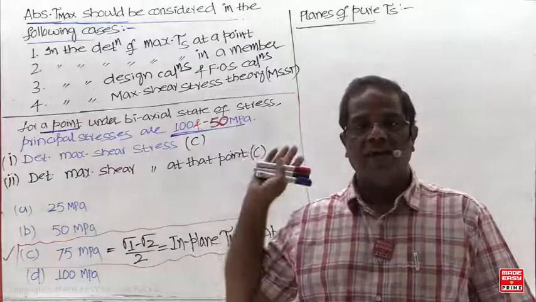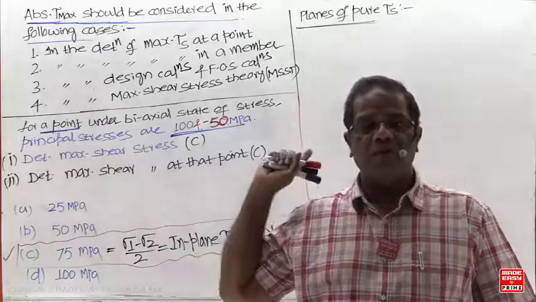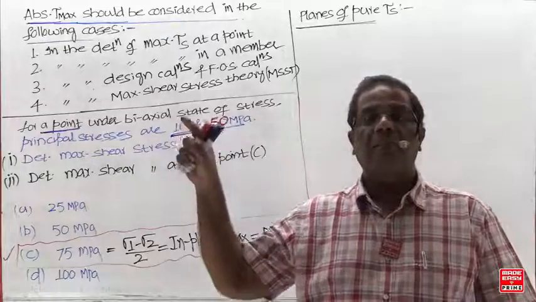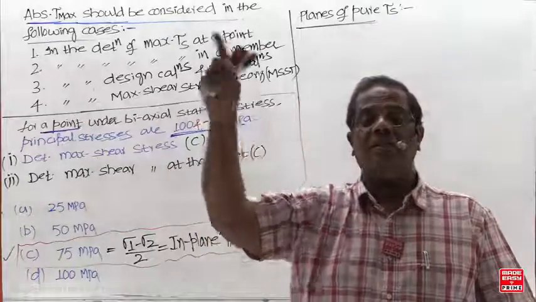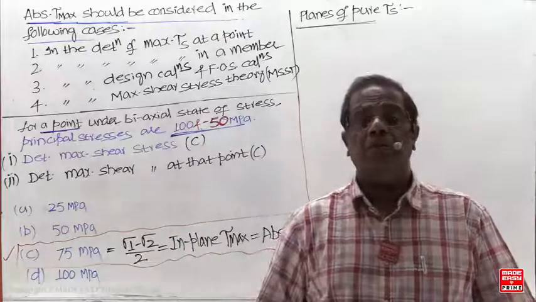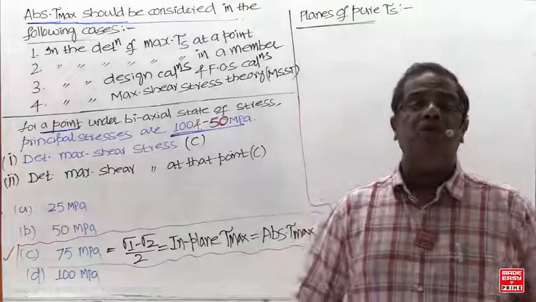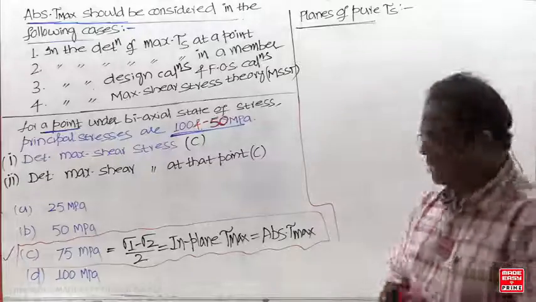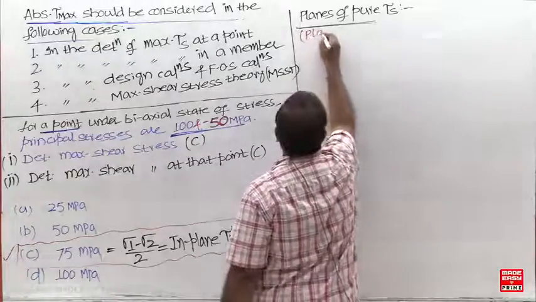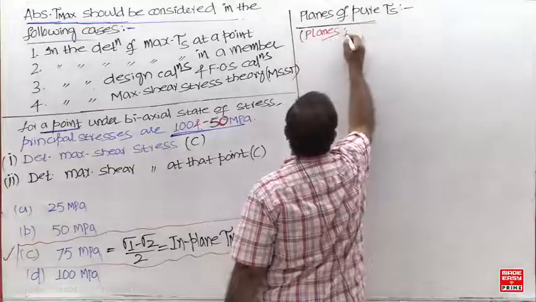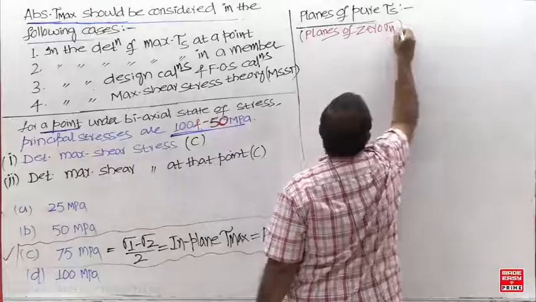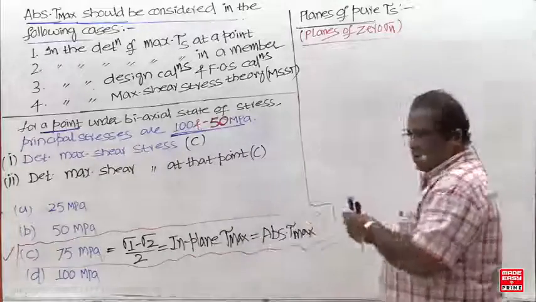In the morning you also studied, I have taken a question, the first question itself: sigma 1 is 100, sigma 2 is some 25. So the normal stress on all the planes will be between these two, so all are going to be tensile. There is no compressive stress, so there are no planes of pure shear stress. What is the name for planes of pure shear stress? Planes of zero normal stress. I have already given the definitions: planes of pure shear stress are planes of zero normal stress.